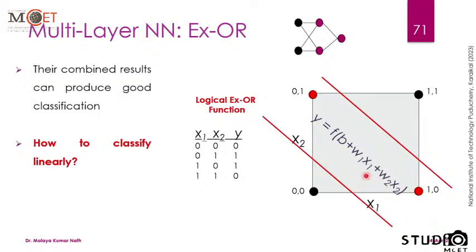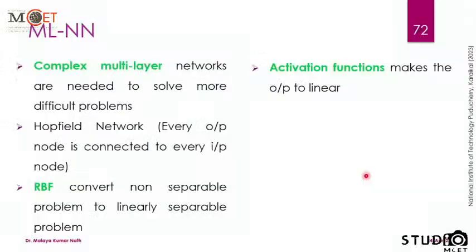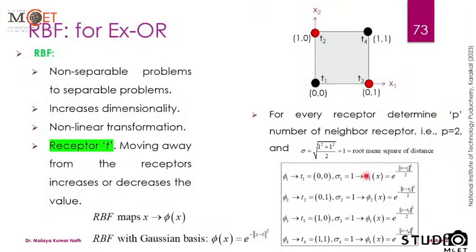Now, if I want to do the classification, I cannot do it with a single straight line. I require two straight lines to achieve it, right? So how can I achieve it with a single straight line? That leads to the multi-layer neural network concept. How exactly can it be achieved? This is nothing but a mathematical formulation.